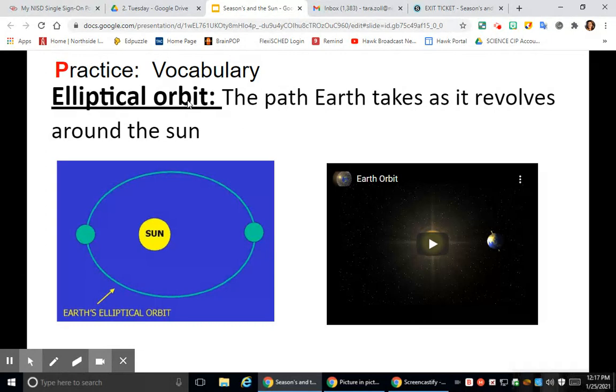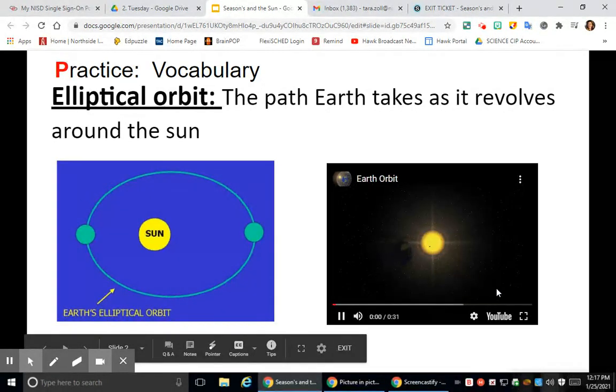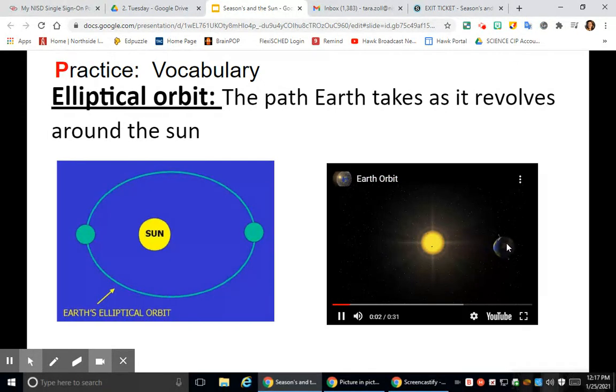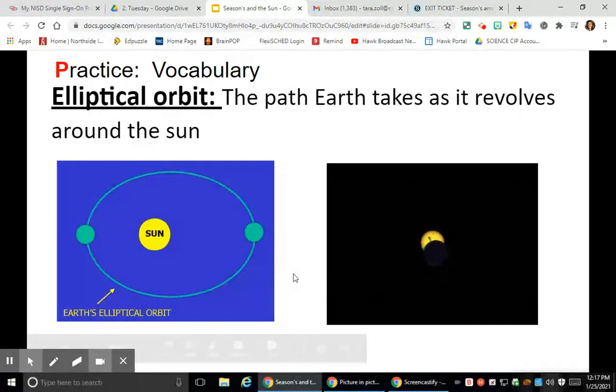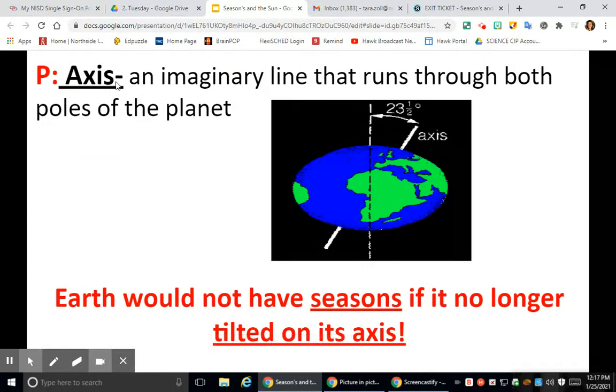Practice vocabulary. Elliptical orbit. An elliptical orbit is the path that Earth takes as it revolves around the sun. So Earth travels around an elliptical path around the sun. Kind of like an egg shape would be an elliptical orbit.